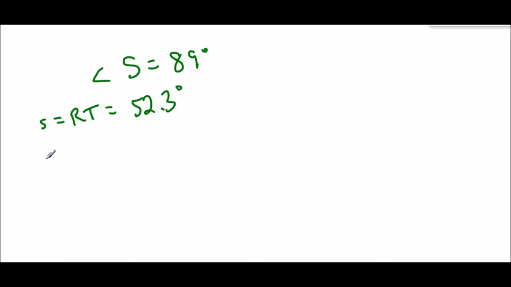So my goal was to find all of the missing information, and I did, because now I know that angle S is 89 degrees. Side s, which is also known as side RT, I calculated that is 52.3 centimeters. And we know that side T, also known as side RS, is 43.4 centimeters. And we know all sides and all angles, so we have solved the triangle.